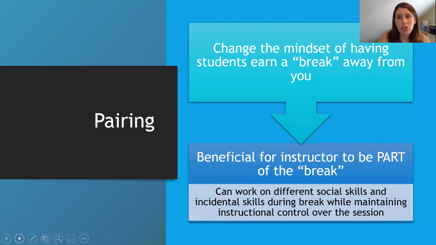We really need to change the mindset of having students earn a break away from instructors. It's beneficial for the instructor to be a part of the break. You can work on different social skills and incidental skills during break while maintaining that instructional control over the session.